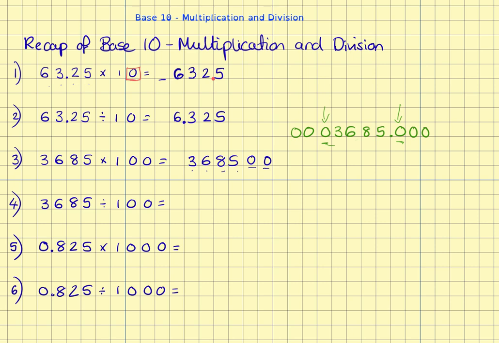3,685. Okay, so now we're going to do the next number, and actually it is the same number as before, so it's 3,685, but this time we're going to divide it by 100. So again, we're thinking about where that invisible decimal point would be, which would be here. And if I'm dividing, the number's going to get smaller.